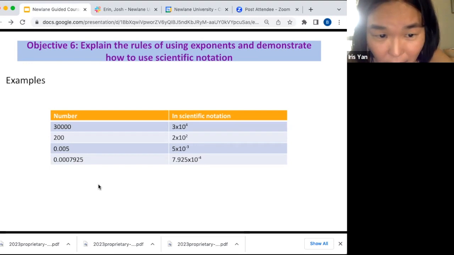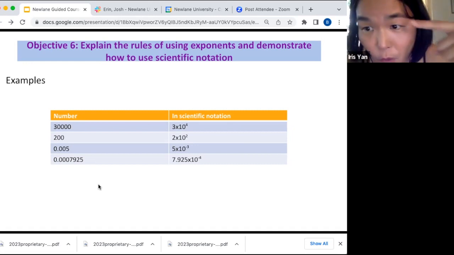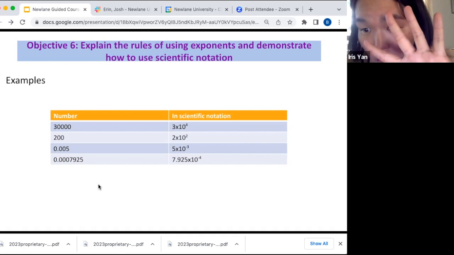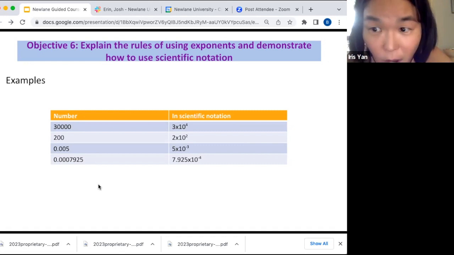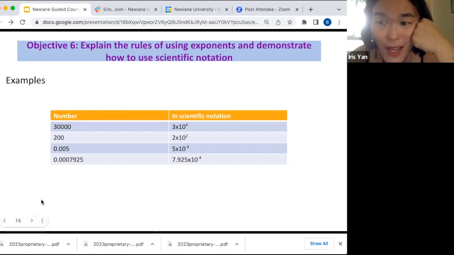And then again, 0.0007925. I went 1, 2, 3, 4 houses to the right to get to the 7. So it's actually 7.925 times 10 to the power of minus 4. So what you have on the right-hand side is the scientific notation of the number on the left.